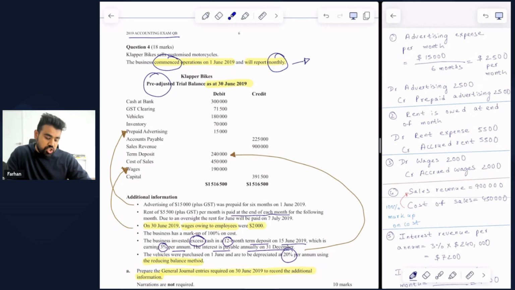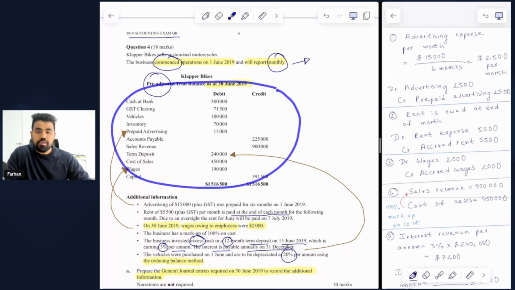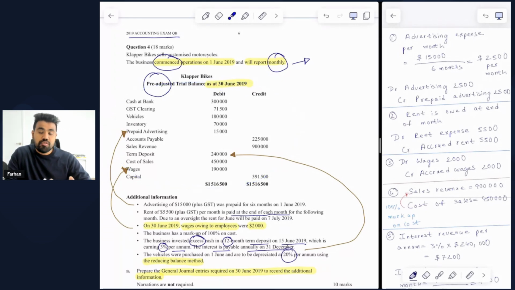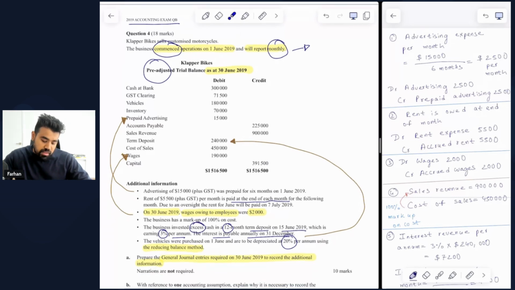We are given the pre-adjusted trial balance as of 30 June 2019. So all the numbers that we are given here is prior to any adjustments that we need to make at the end of the financial year. Those adjustments are given under the additional information. The first one says advertising of $15,000 plus GST was prepaid for 6 months on 1 June 2019. And then you can see we are given other similar things that we need to incorporate in our workings before we prepare the requirements of this question.